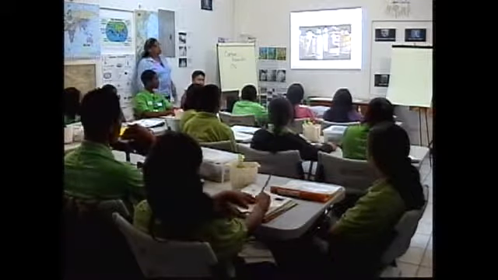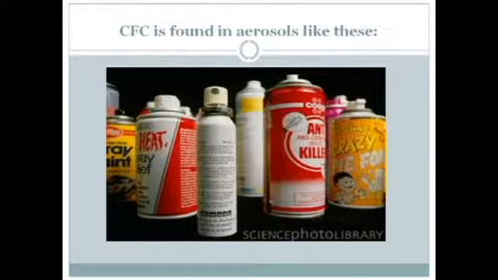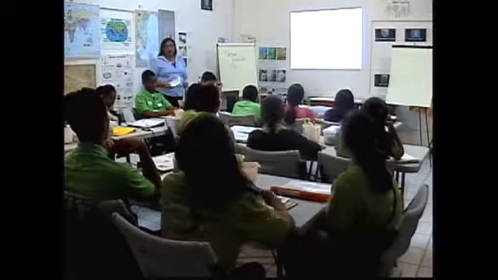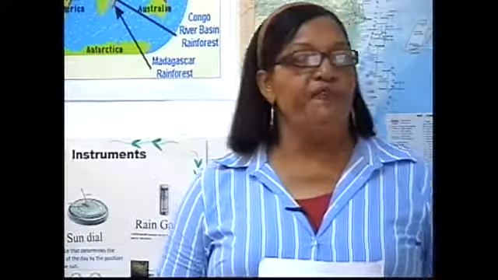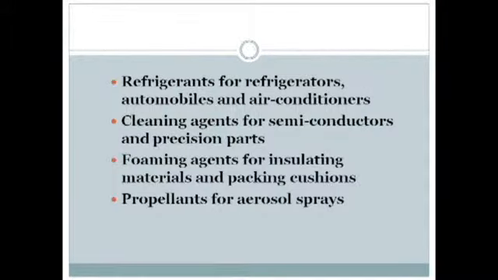Here is a look at some aerosols that contain the CFC chemicals, okay? We see something there marked spray paint. We see an ant killer. We see glue. Paint, yes. Okay. Are they familiar to us? Do we have them in our homes? Yes. Okay. Refrigerators, automobiles, and air conditioners. Cleaning agents, foaming agents, propellants for aerosol sprays.